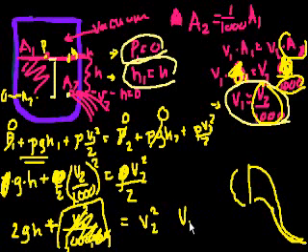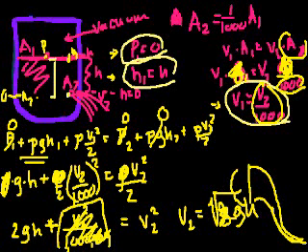Well, we just take the square root of both sides. This is the square root of 2gh. So that is the output velocity. And what is the amount of liquid that flows out per second? Well, we figured that out already.